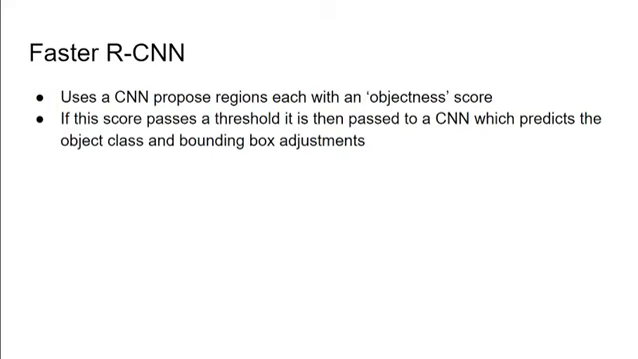And as well as proposing each region, it proposes each region with an objectness score, which is how likely a region is to contain an object. Not any specific object, just an object of interest in general. If it's likely that a region contains an object generally, then that region is passed to another CNN, which predicts the object's class and any bounding box adjustments to the region.